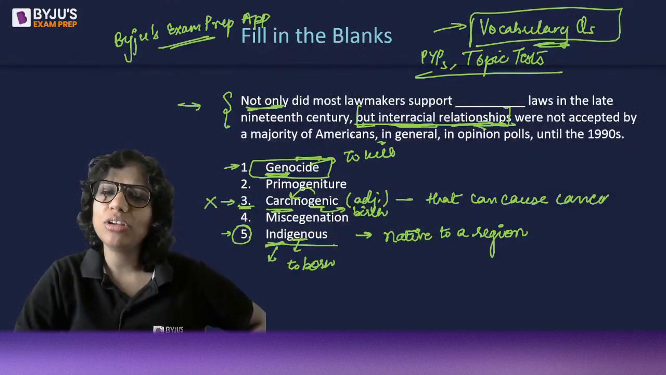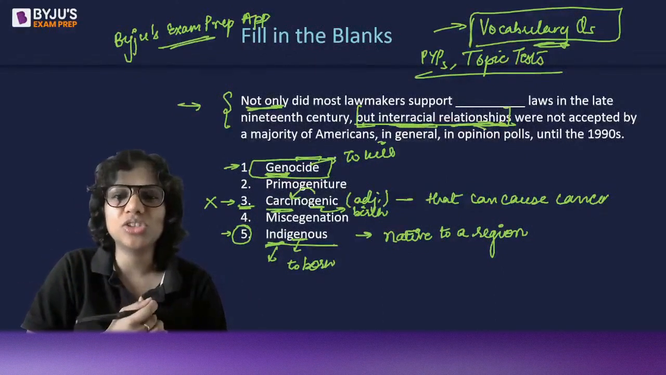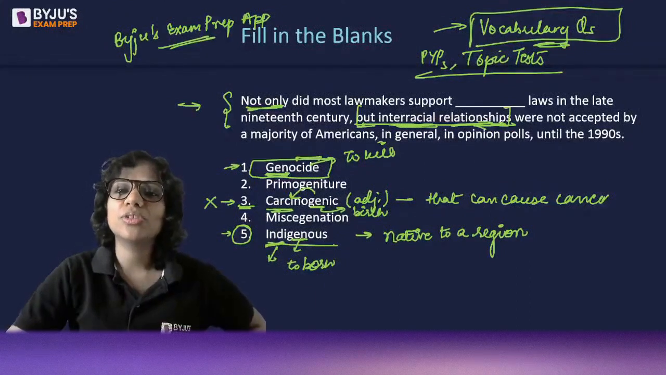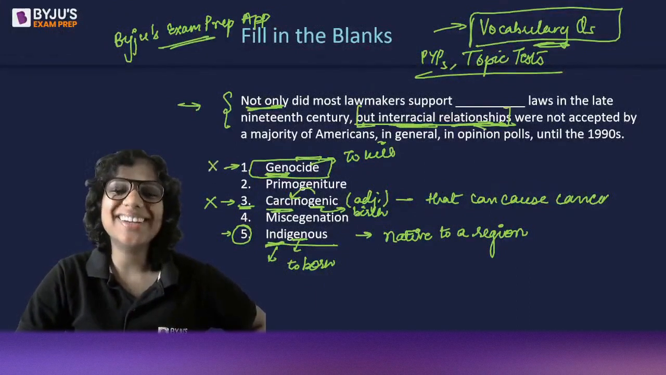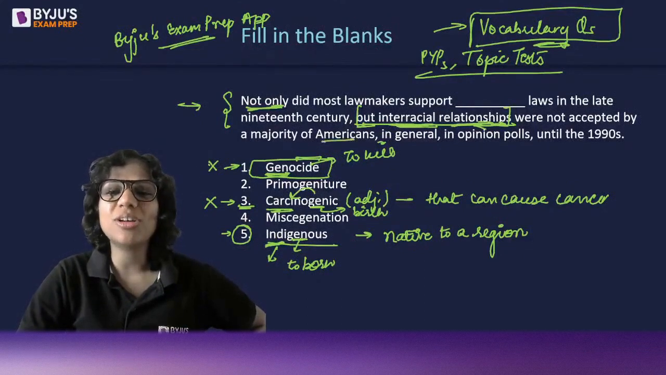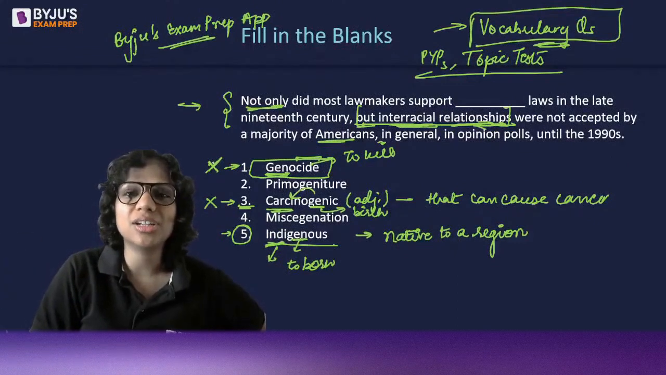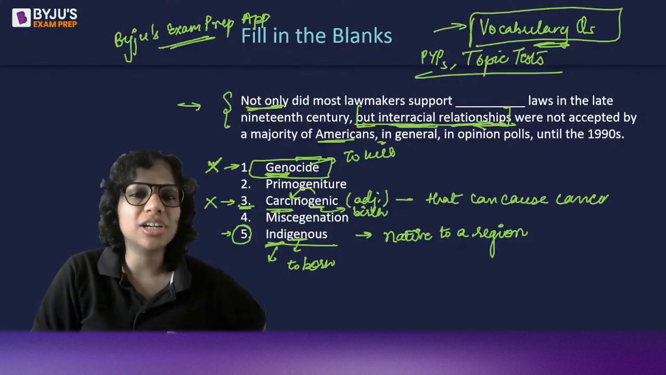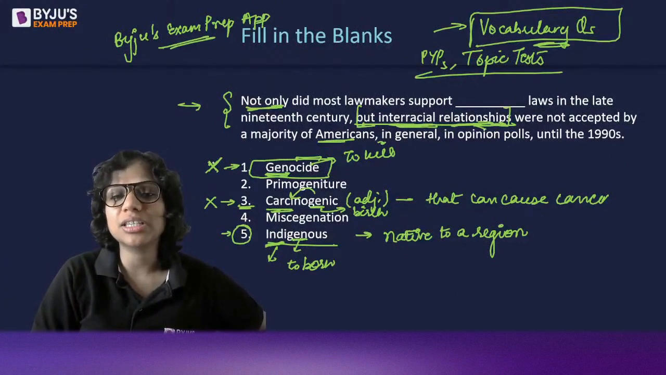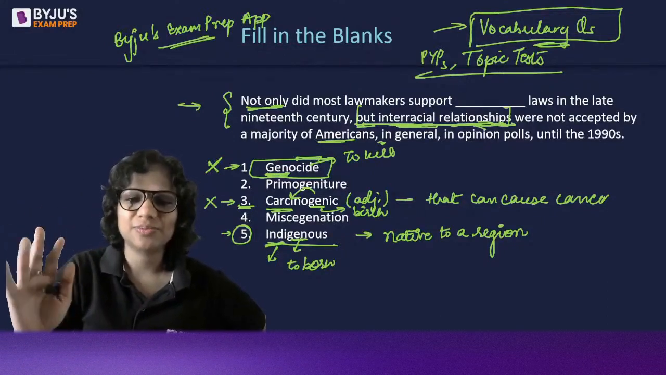So are we talking about that? We're talking about interracial relationships, people who are in a relationship with each other. Lawmakers would never support genocide. That would be very extreme. Unless, let's say, and we're talking about America here, we're not talking about a dictatorial or despotic country. So genocide, carcinogenic, these are not the sure answers.